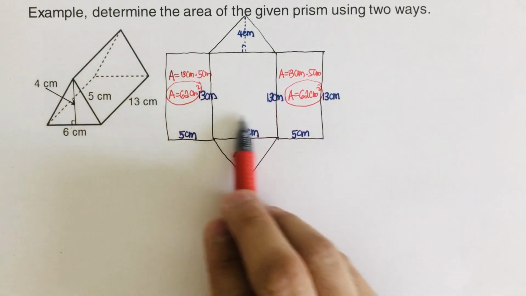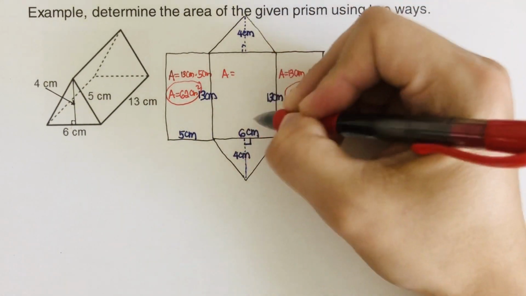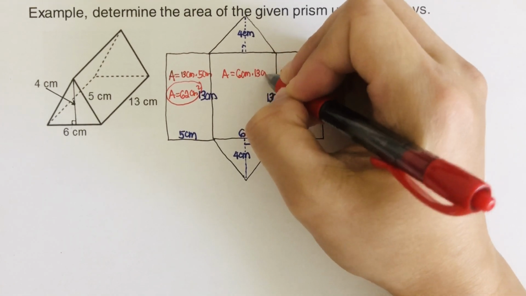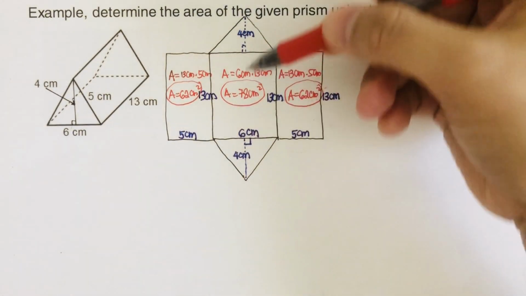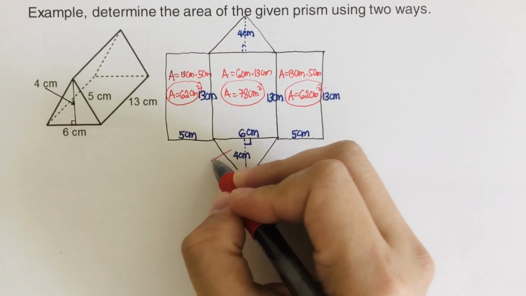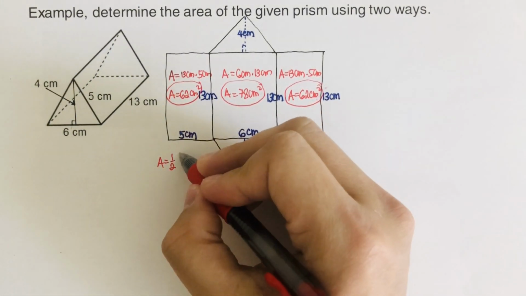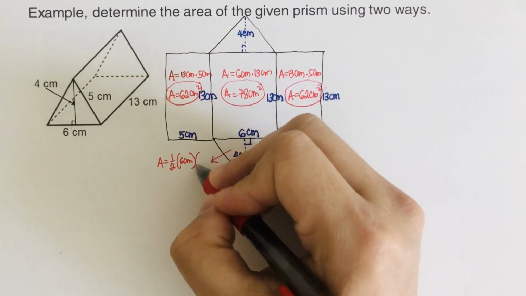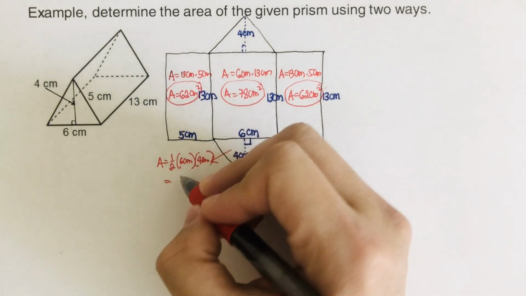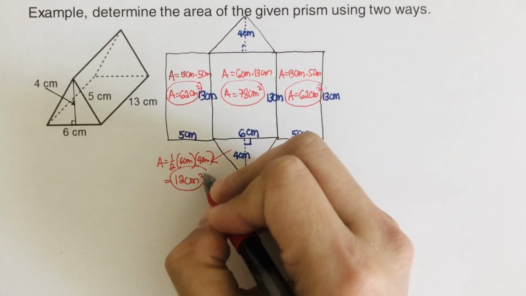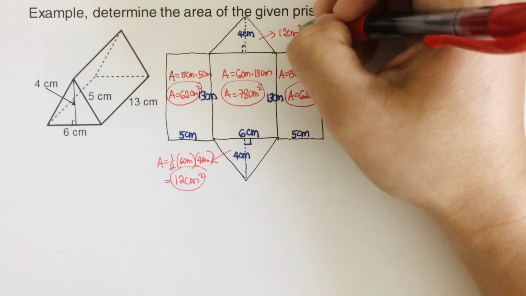Now the area for this one in the middle, which corresponds to the one located at the bottom, would be 6 centimeters times 13 centimeters. If you multiply those two together, that would come out to 78 centimeters squared. So that's the area for this shape. Now the area for this triangle would be 1/2 of 6 centimeters times 4 centimeters. 6 times 4 is 24 centimeters squared. Half of it is 12 centimeters squared. So that's the area for this flap. The same thing for this flap as well, so this would be 12 centimeters squared.